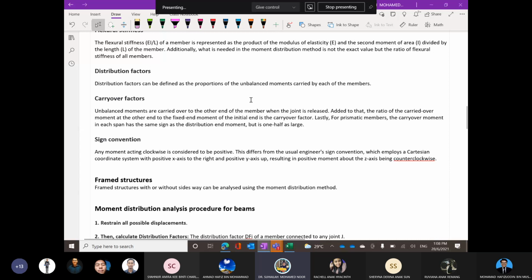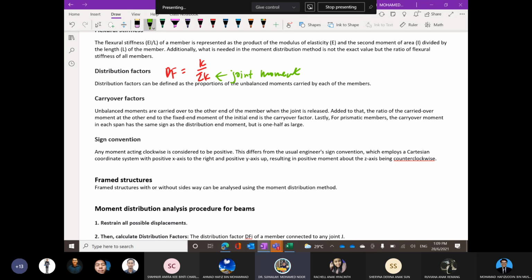From the stiffness factor, we need to determine the distribution factor, DF. DF is actually K divided by total K. K for member divided by total K, and this total K represents the joint moment. Okay, carry over factor.